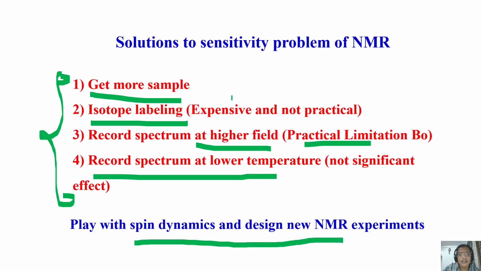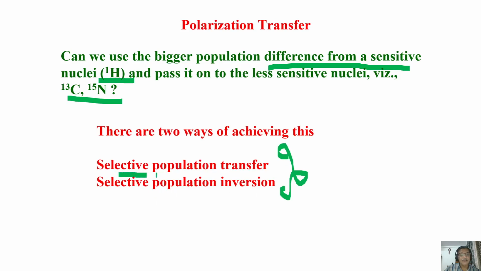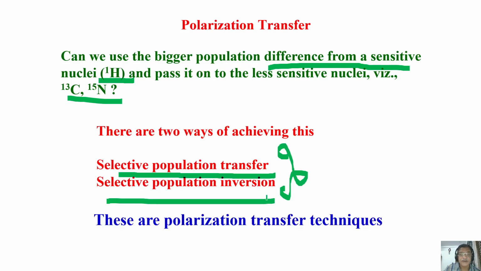So let us understand, in addition to this, how can we play with spin dynamics and design new NMR experiments. Okay. When you ask how you do the polarization transfer, you take the population difference from a more sensitive nucleus, proton, and give it to carbon and nitrogen. There are two ways of doing this. Okay, remember, one is selective population transfer, the other is selective population inversion. How these two techniques will enhance the signal intensity, let us understand today.